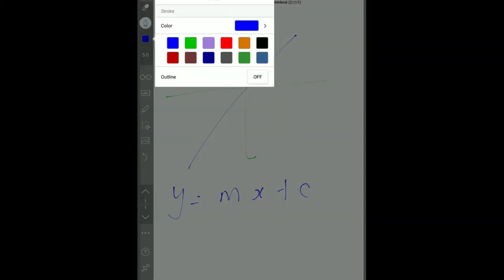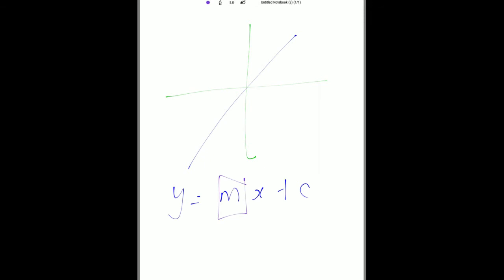On this Cartesian plane, we have a line. Now, when you were doing CSEC, you learned that the equation of a line is given by y is equal to mx plus c. What we're going to focus on here is m. M here represents the gradient.